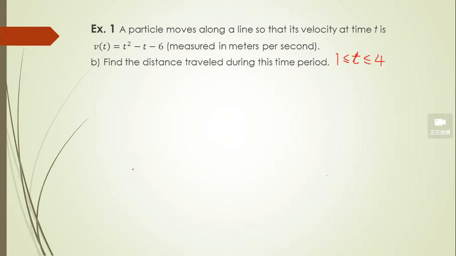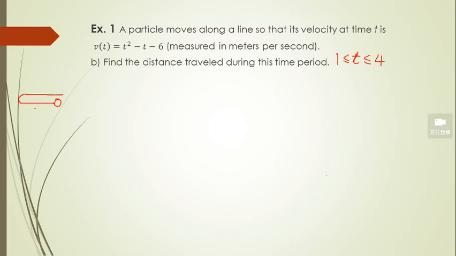The distance traveled. So here we need to check out whether from 1 second to 4 seconds, the particle always moves from right to left, or it gets backward. The particle moves backward and then moves to the left again.